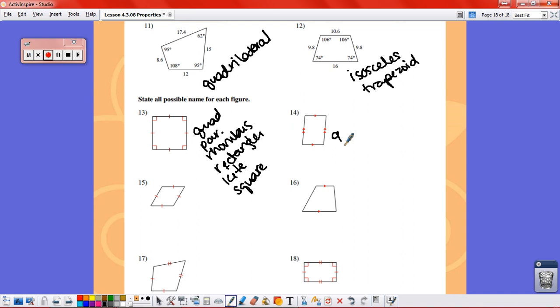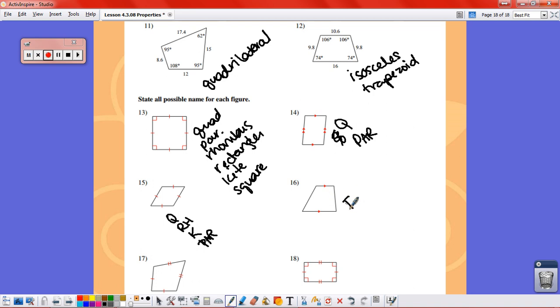This is a quadrilateral. I'm going to put Q for quadrilateral. A parallelogram. That's par for parallelogram. That's all I know about that one. This is all equal sides, so it has to be a quadrilateral, and a rhombus, RH for rhombus, and a kite, because a rhombus is a kite, and a parallelogram, because a rhombus is a parallelogram.